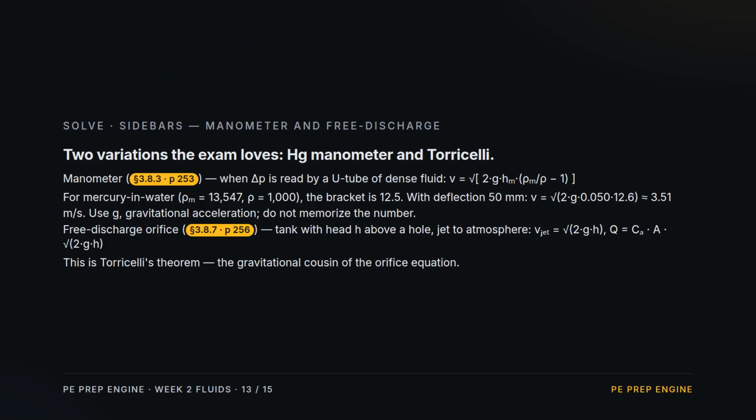2 sidebars. First, when delta P is read by a differential manometer with a denser fluid like mercury, the velocity formula picks up a density ratio term. V equals the square root of 2gh sub m times rho sub m over rho minus 1. For mercury and water, that bracket is 12.5. Use g as a named quantity. Second, Torricelli's theorem. A tank with head h above a hole gives jet velocity equal to the square root of 2gh, and Q equals C sub D times area times that root. Same orifice equation, gravity replaces pumped pressure.